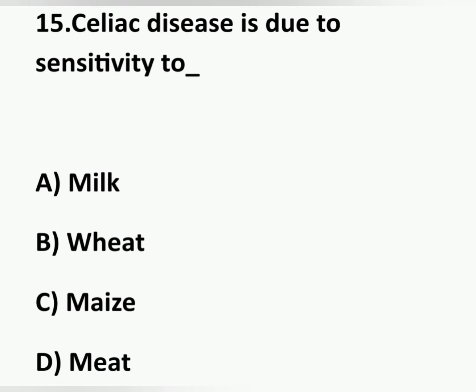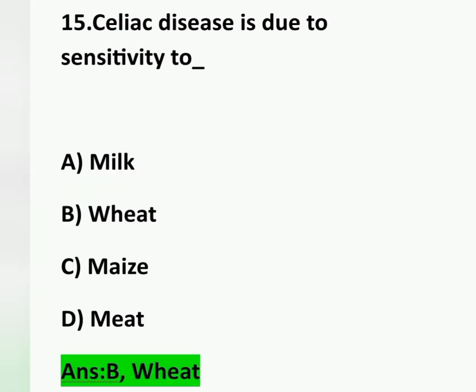The next question, celiac disease is due to sensitivity to. Options are option A milk, option B wheat, option C maize, option D meat. Celiac disease. Correct answer is option B wheat. Celiac disease is also known as gluten enteropathy. This gluten is present in barley, rye, oats and wheat. So here wheat is there, so celiac disease is due to the sensitivity of wheat.